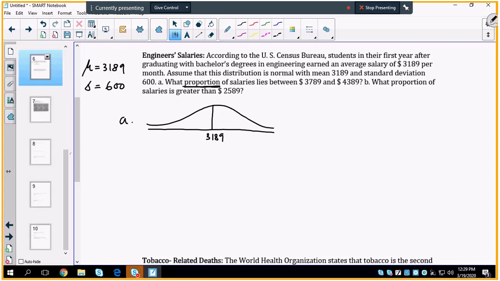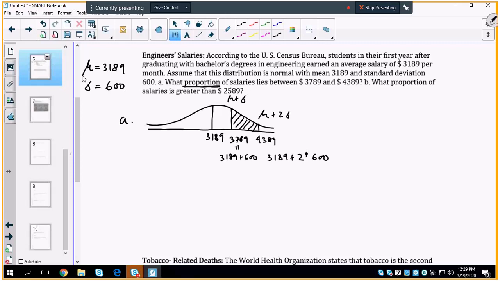You want the proportion between 3789 and 4389. You want to write both of them in terms of 3189 and the standard deviation. See whether we can do it or not. 3789 is 3189 plus 600, as simple as that. So this is just mu plus sigma, and you want the information in between. 4389 is 3189 plus 2 times 600. So this is mu plus 2 sigma, and I want this much.